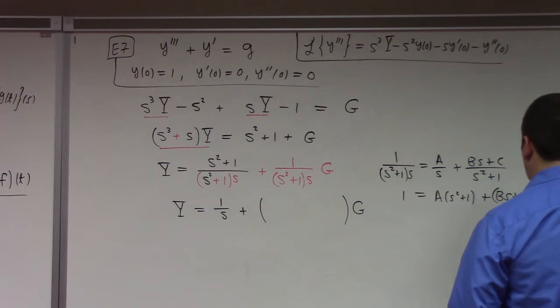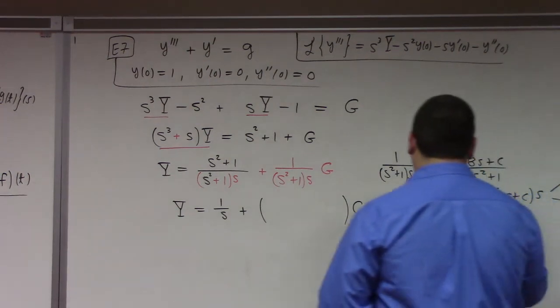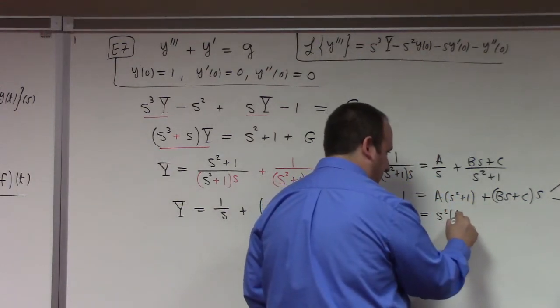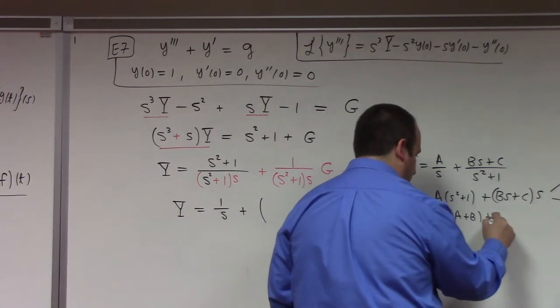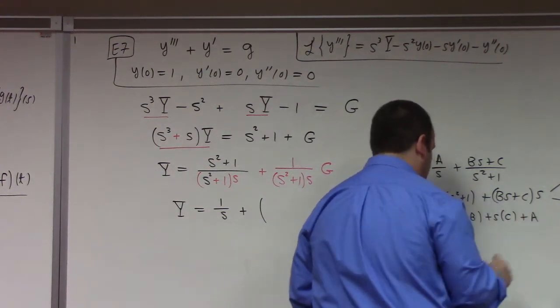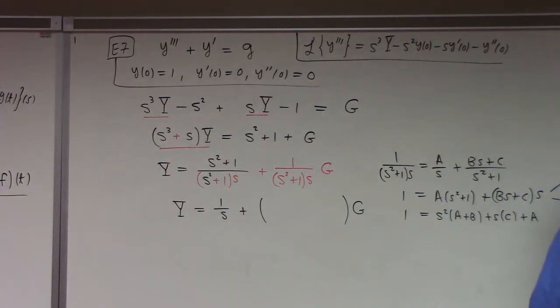I guess I'll just usually pass this point. It helps to do the algebra. This is s squared times a plus b, plus s times c plus a. So the term with s, the coefficient of s, gives me 0 is equal to c.